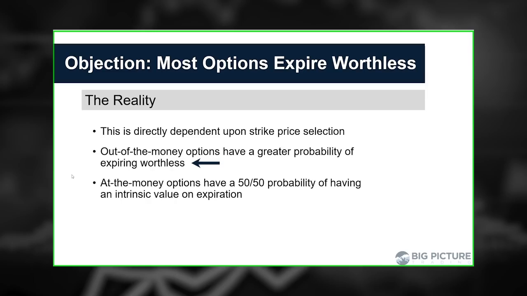In the same way, if I was buying insurance on the downside risk of the stock market, and I said I'm willing to take the first 5 or 10% downside risk of the stock market, then the insurance premium will be cheaper, but it has a much greater probability of expiring worthless.